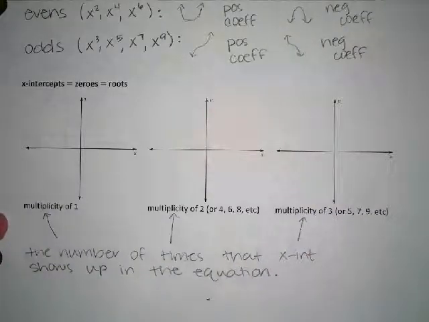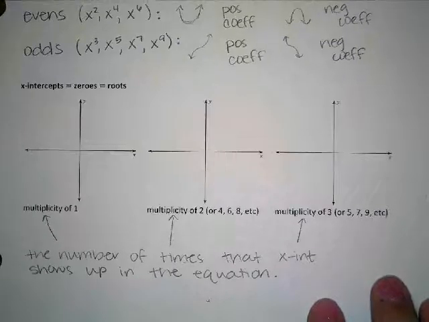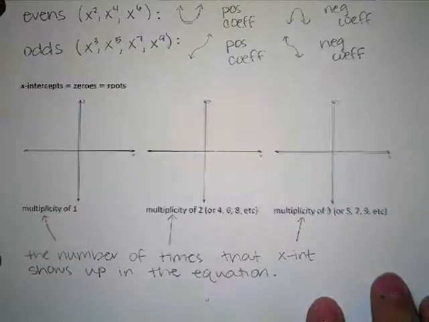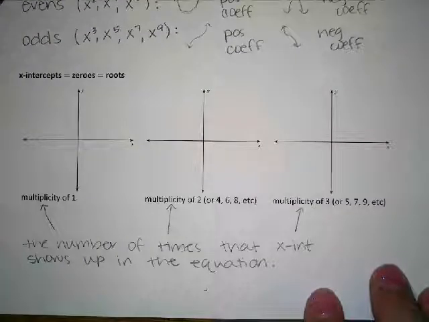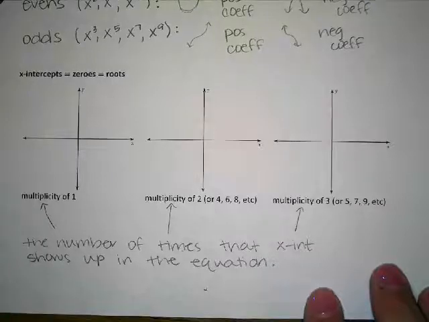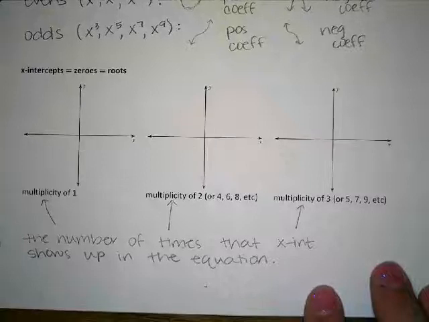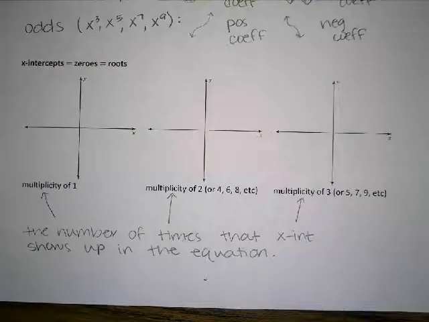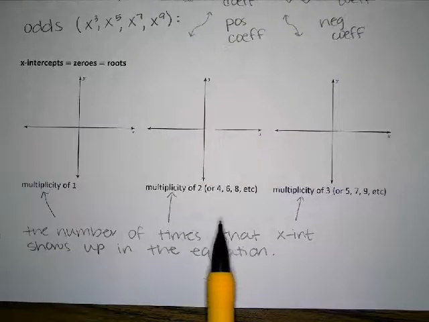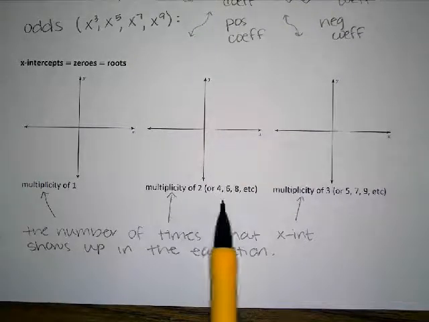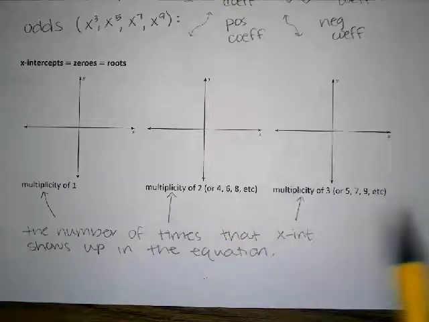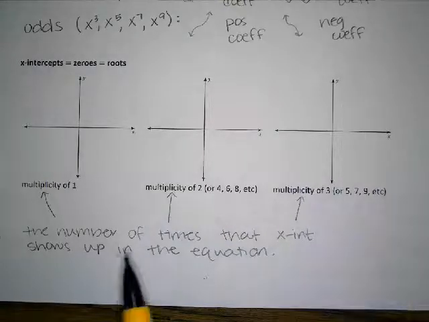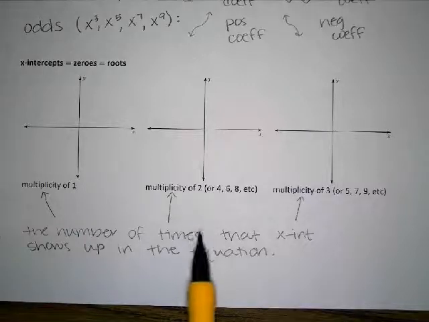So if that x-intercept is in the equation once, it's a multiplicity of 1. If that x-intercept shows up twice, it's a multiplicity of 2. If it shows up 3 times, it's a multiplicity of 3. So in our class, we only deal with 1, 2, and 3, but technically you could do any number. You could have a multiplicity of 7. It would just look a lot like a 3. You could have a multiplicity of 6. It would just look a lot like a 2, just a skinnier 2.